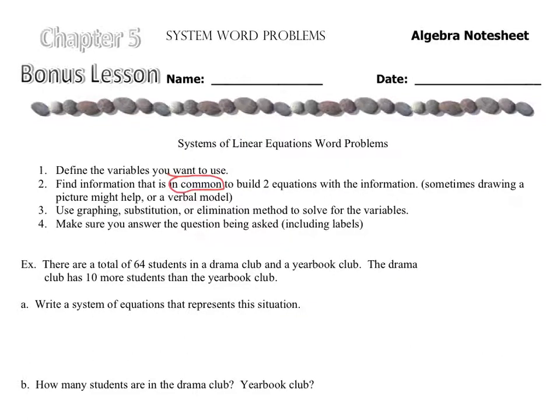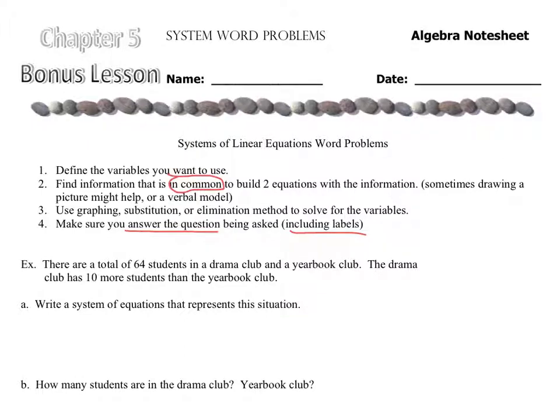So then step 3, you're using one of the 3 methods we've been talking about. Sometimes you might decide graphing, substitution, or elimination to solve. And then you always want to make sure that you're answering the question that's being asked. Answer the question and include your labels. You can't just say my answer is 3, 2. Because in word problems, what does 3 mean? What does 2 mean? You have to explain with the labels.